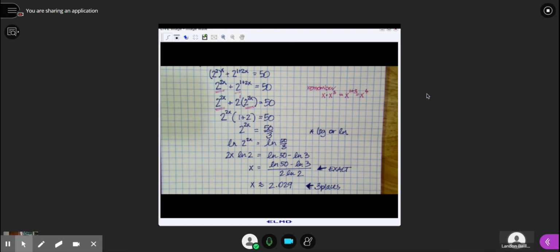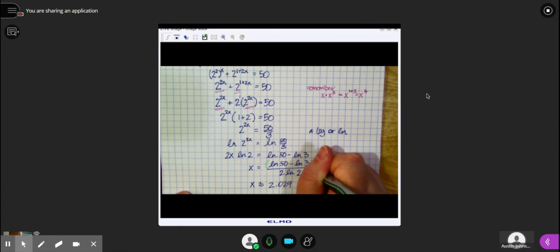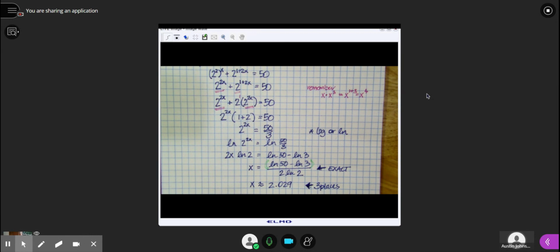Oh, okay. All right. So yeah, I do ln 50 minus ln 3, and I get that answer. So I hit equals. And then I divided by parentheses first 2 ln 2. So we would basically have to get the answer of the numerator and then divide by the denominator. This piece? Okay.